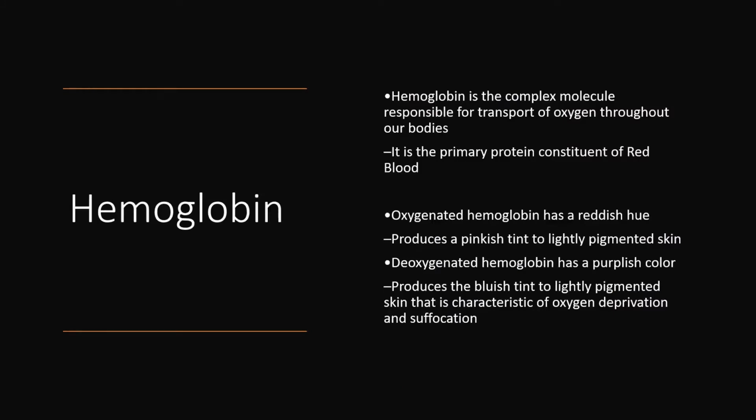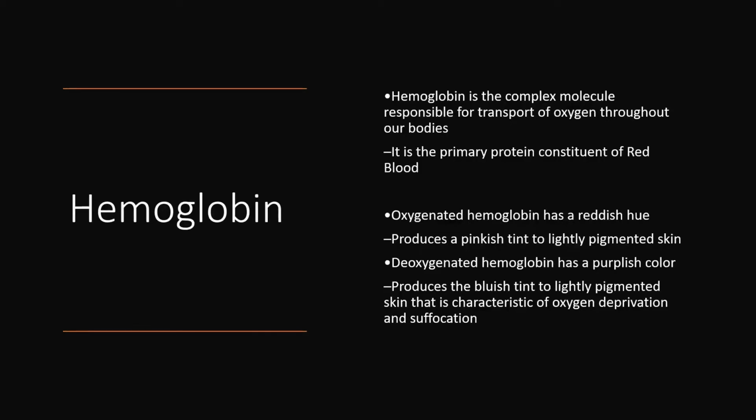The second factor, again very important, is hemoglobin. It is the most complex molecule responsible for the transport of oxygen throughout our bodies. It is the primary protein constituent of RBCs. Hemoglobin has two types, oxygenated and deoxygenated, which impart different colors to the skin tone. Oxygenated hemoglobin has a reddish hue and produces a pinkish tint to lightly pigmented skin, whereas deoxygenated hemoglobin has a purplish color.